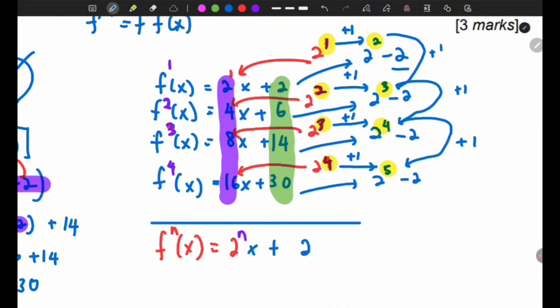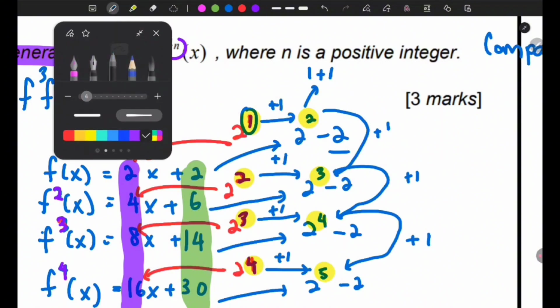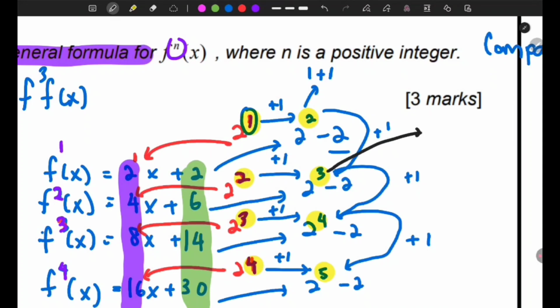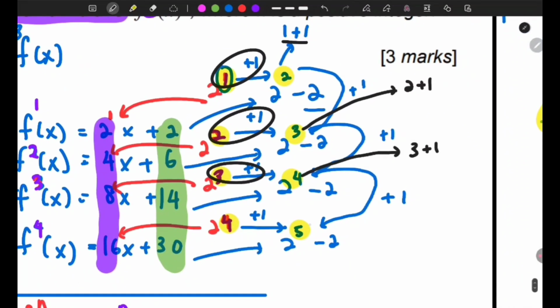That means I can split the number into something plus 1. Maybe I can write it in this way. This one is 1 plus 1. Maybe it's too hard to see. This 3, I take the 2 plus 1. This 4, I take the 3 plus 1. We can see the pattern here, right? This 1 plus 1 is this. And for this 5, this 4 plus 1. We get a pattern here.